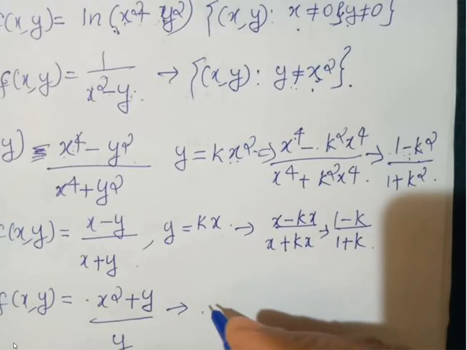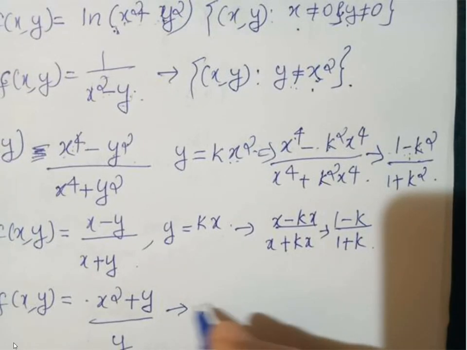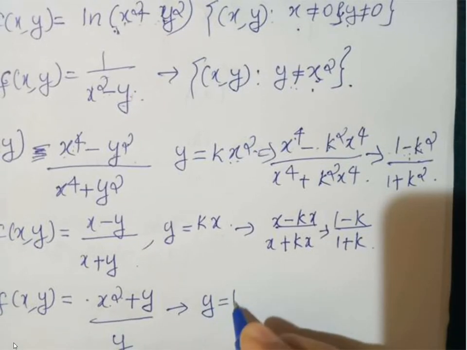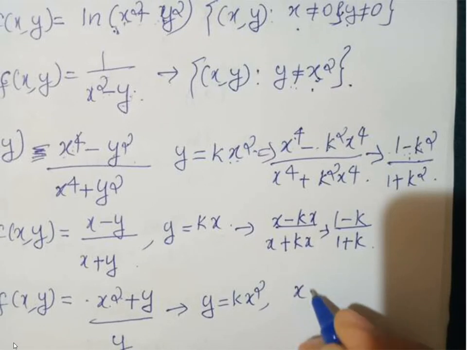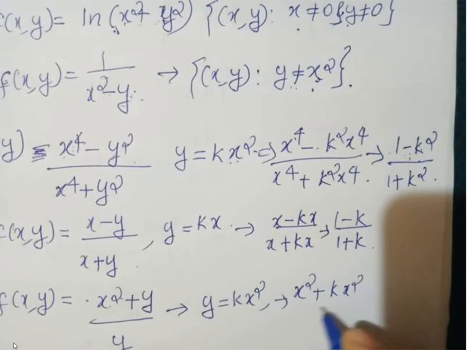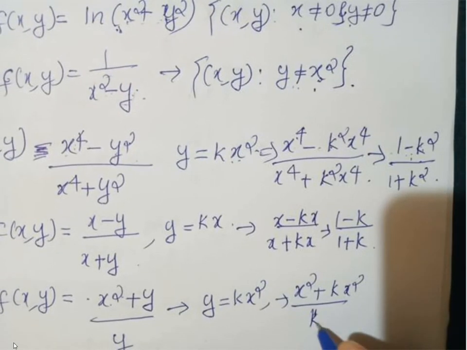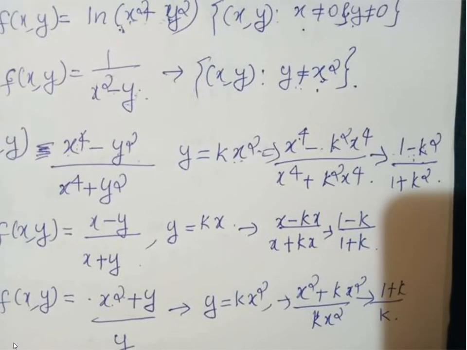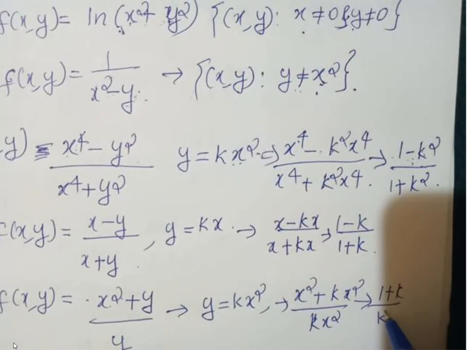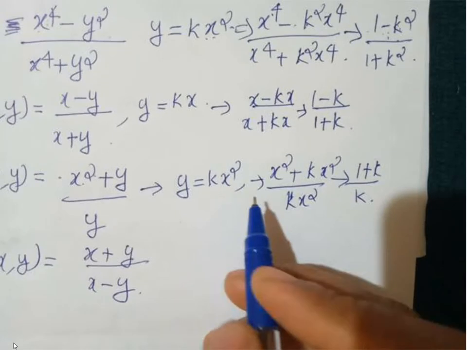Here I have to choose x^2, so I choose y = kx^2. The expression will be of the form (x^2 + kx^2)/(kx^2), so the answer will be (1 + k)/k. For different values of k, here also we get different limits, so the limit does not exist.